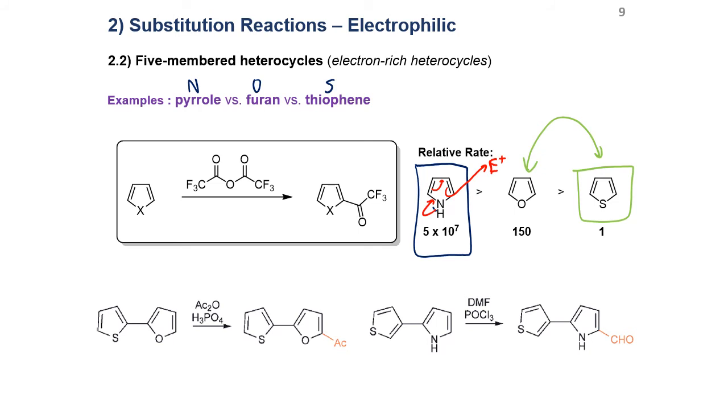If you look at some of these examples, when you have a molecule that has both furan and thiophene, you can see that acetylation will occur at the furan part. And if you join thiophene and pyrrole to each other, definitely the reaction will occur at the pyrrole part.